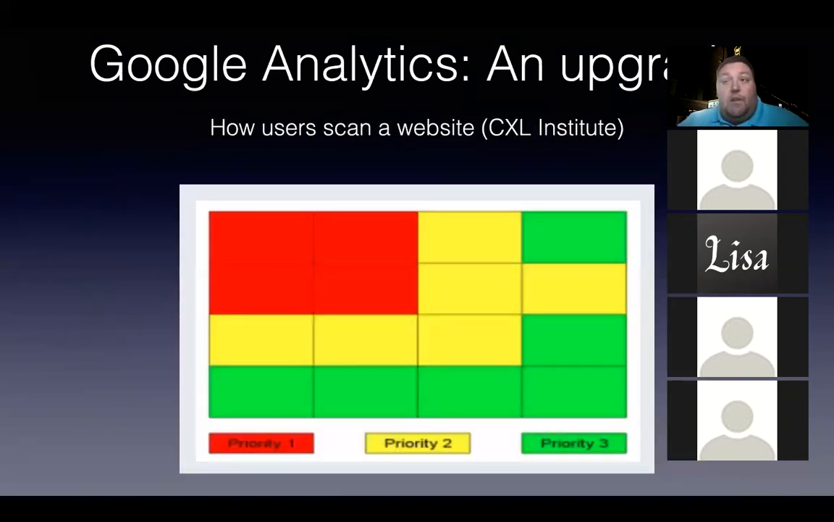And again, here's another look at a different graph on how users scan a website. As I mentioned, the top left usually gets the most attention because that's how we all read: from the top, left to right, all the way down to the bottom. And that's kind of what you see in this graph.